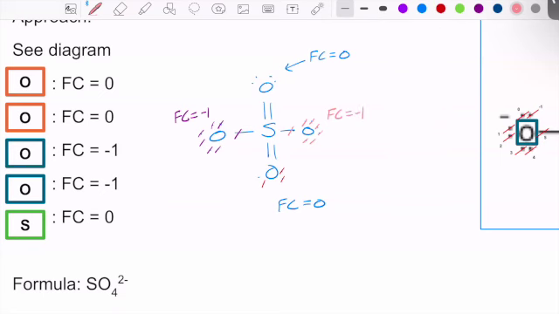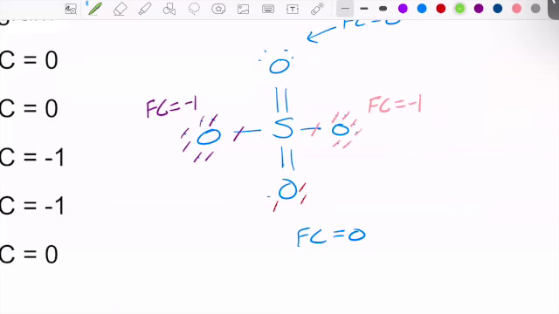And last but not least, sulfur. If we apply the same, we know it also has a valence electron count of 6. 5, 4, 3, 2, 1, 0. It has a formal charge of 0.